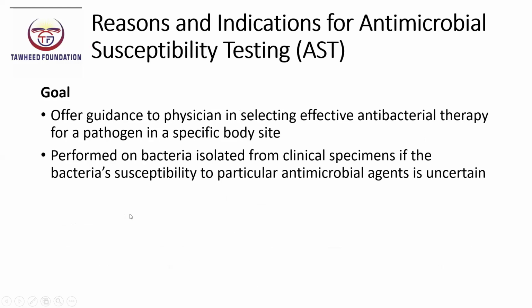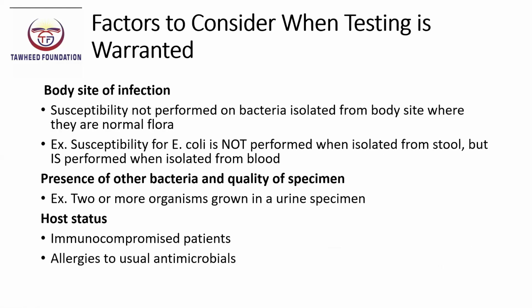So, the purpose of AST is to facilitate rational antibiotic selection by determining in vitro susceptibility, thereby improving patient outcomes and reducing unnecessary drug use. When to perform AST? AST is indicated when pathogens are isolated from sterile or infected sites, when the infection is severe or unusual, or when treatment failure occurs, especially in immunocompromised patients. Selecting antibiotics for testing.